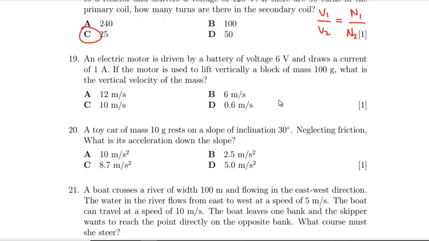An electric motor is driven by a battery of voltage 6 volts, and draws a current of 1 amp. Okay, so our power is 6 watts on that. If the motor is used to vertically lift a block of mass 100 grams, what is the vertical velocity of the mass? Right, so in 1 second, that's 6 joules. That's going to be our mgh. So the m times the g is going to be 1. So we're going to be moving at 6 meters per second, which is B.